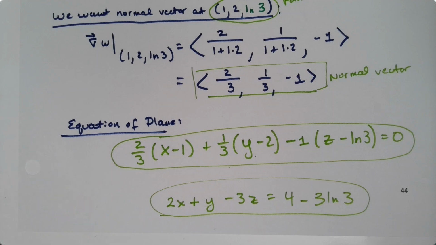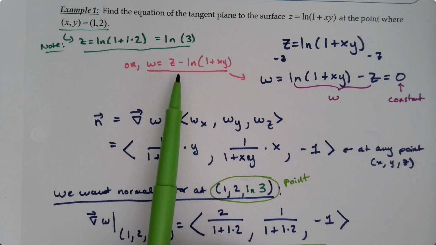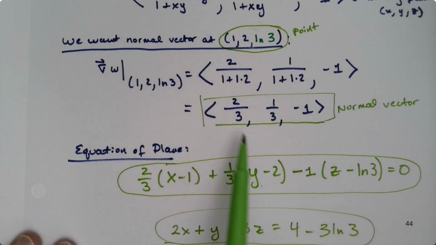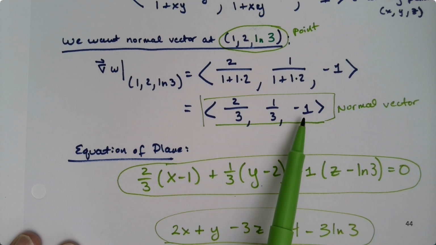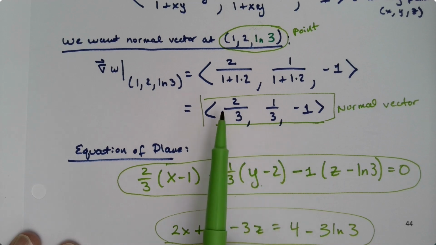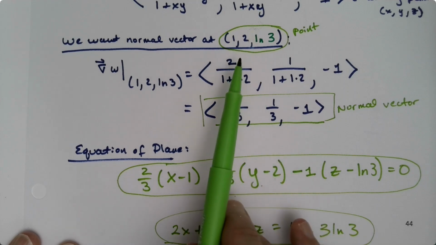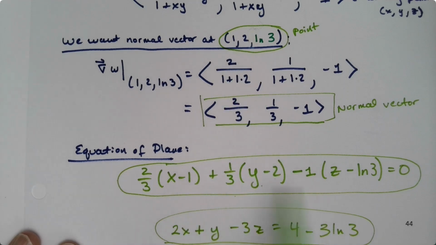And for the record, if you did the other direction, if you went this way with it, if you did z minus natural log, what would happen is everything would be the same, except these numbers would be opposite signs. It'd be negative 2/3, negative 1/3, positive 1. The point obviously wouldn't change because that wouldn't make any difference. And so it's fine. It'll totally work, right? So either way you like it.